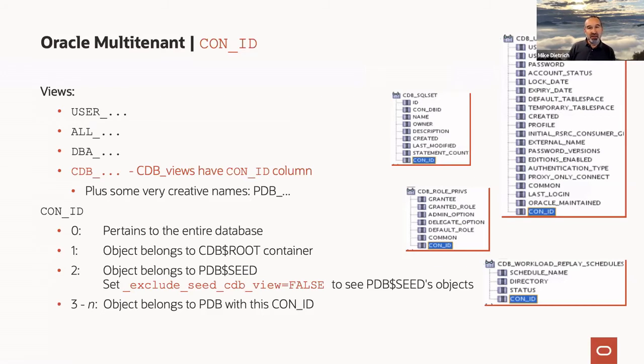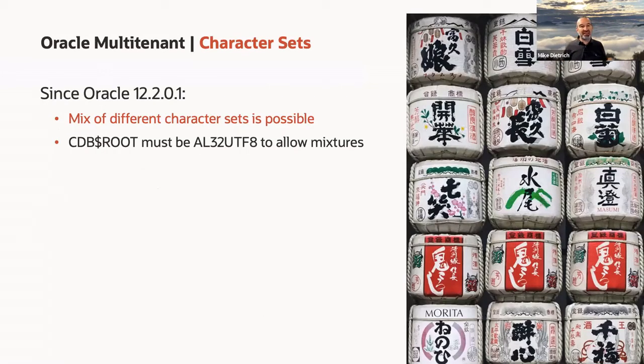Then since 12.2, you can also mix character sets. The only requirement is that your CDB$ROOT must be created with AL32UTF8. Be aware, that means all your provisioned PDBs will also always have AL32UTF8, but you can now plug in PDBs or non-CDBs with different character sets. And I think especially for us here in Europe, this is really important. And also for you, it may be really important because you are serving customers from all over Europe or all over the world.